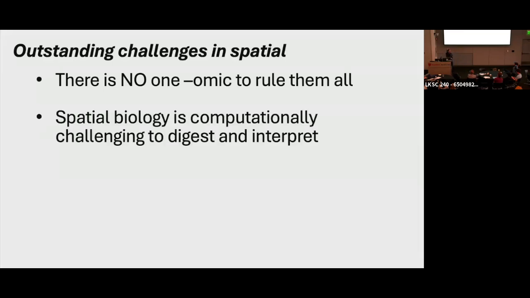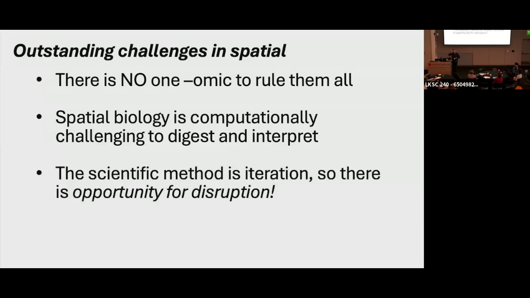I think the other big theme, and it was really nice with Emma having a recap at the end there, is that there are a lot of computational challenges, right? So we can generate data that we still can't fully digest and interpret. And so I think we're all going to be employed for a while, fortunately, to do this.